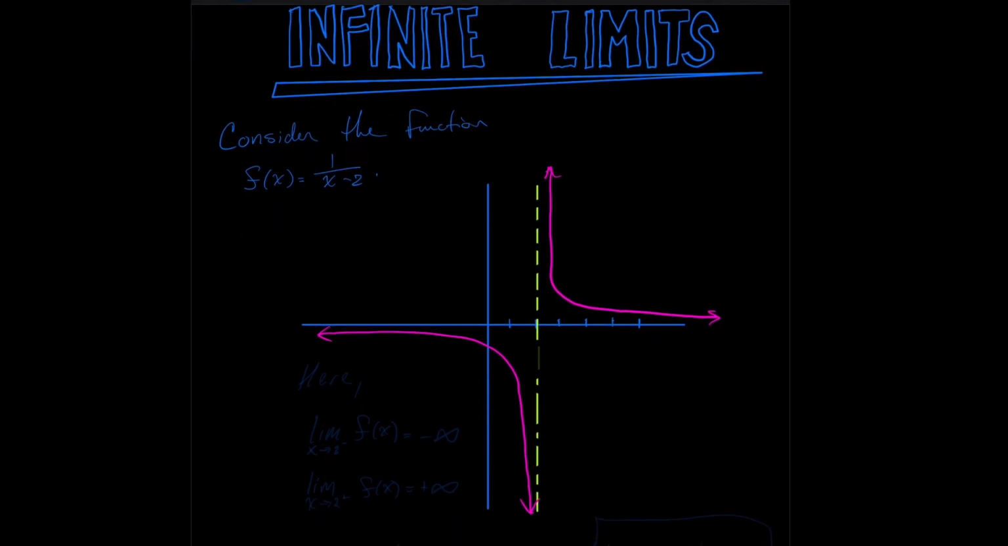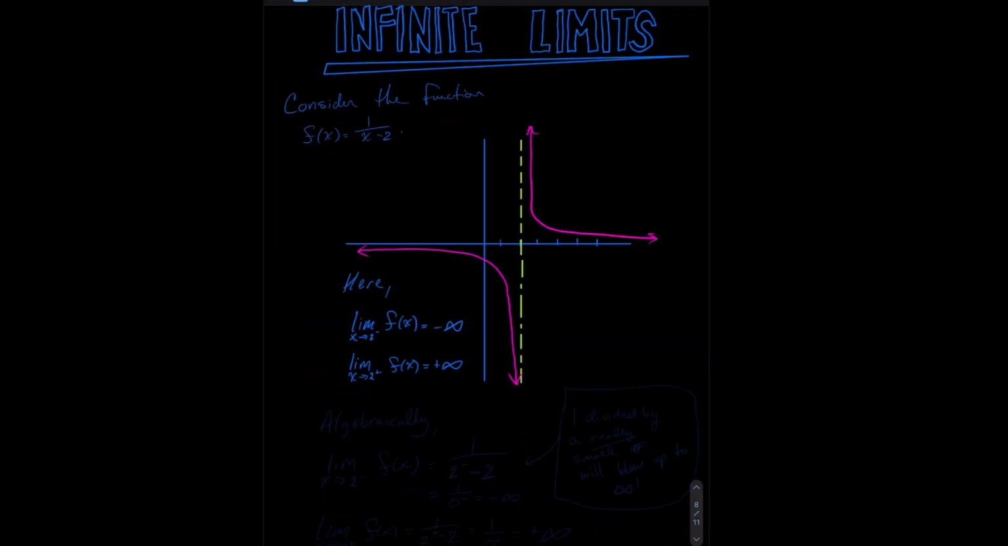Alright, infinite limits. So we want to look at the function f of x equals 1 over x minus 2. So we can see very clearly we have a vertical asymptote at x equals 2. Can't plug that in. And so if we take the limit as x approaches 2 from the left, we go to negative infinity. From the right, we go to positive infinity. And we want to see if we can do that algebraically. And it gets a little bit weird here when we try to do this.